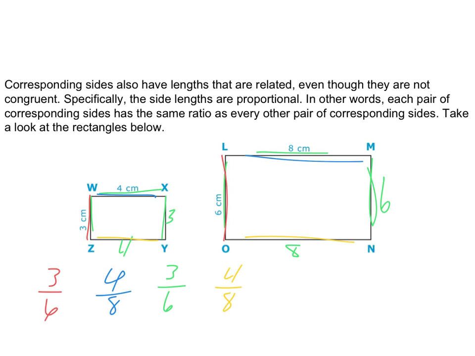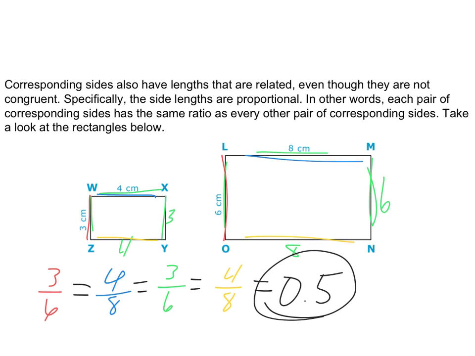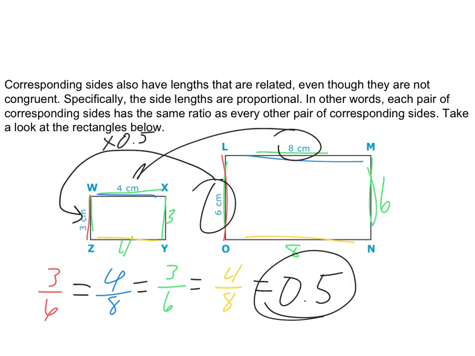Now if I typed all of these in, 3 divided by 6, 4 divided by 8, 3 divided by 6, 4 divided by 8, I would get the same answer of 0.5. This would be my scale factor, 0.5, if I were going that direction. And you can see that because if you were to take one of the side lengths of 6 to get to its corresponding side of 3, I would multiply it by 0.5. And that would be the same for all of these, 0.5, 0.5, all the way around.